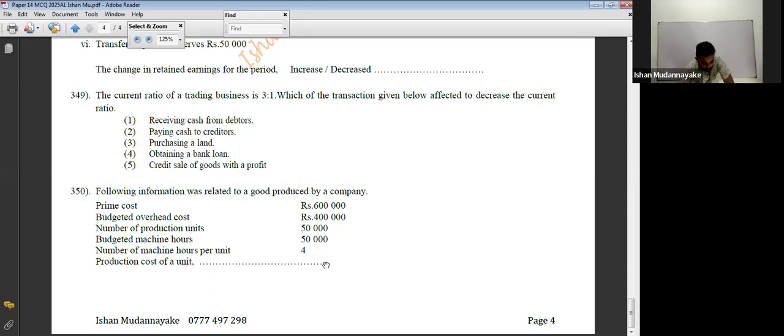Write here: budget machine hours 50,000, number of machine hours per unit 4.